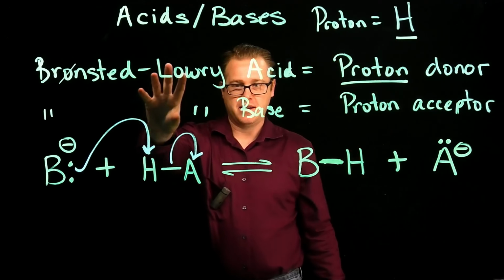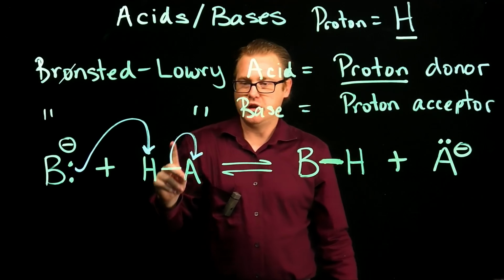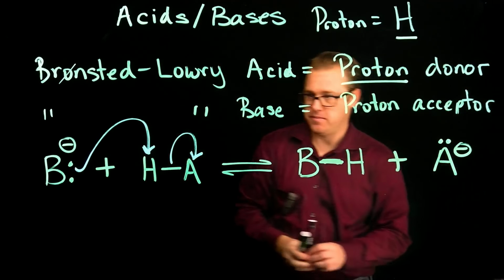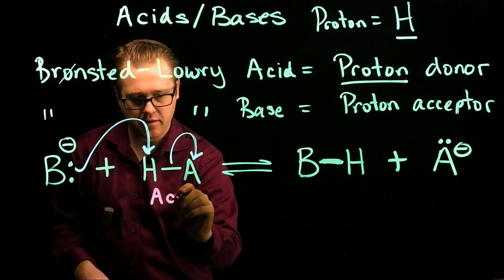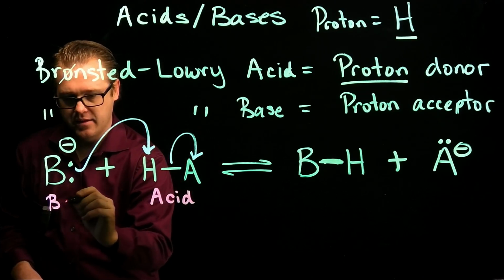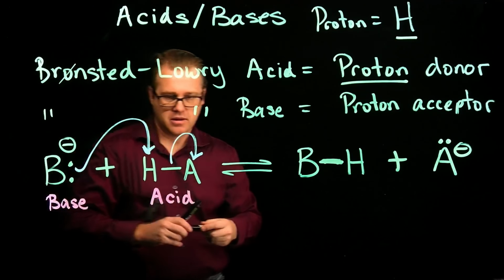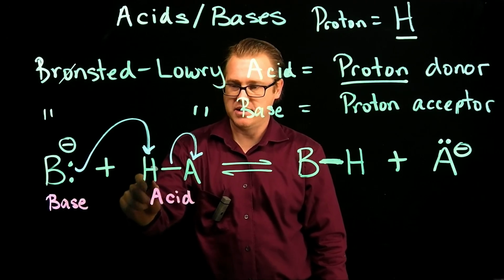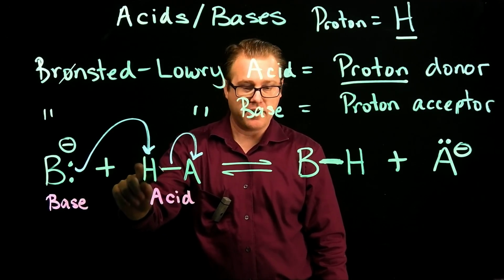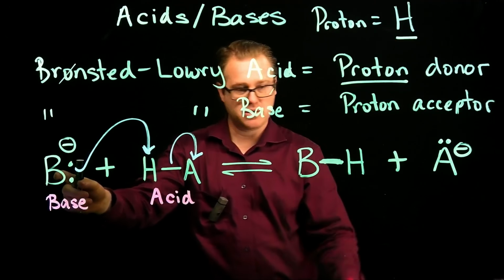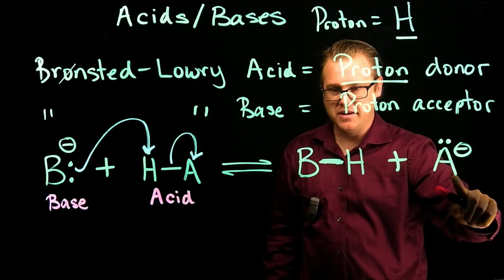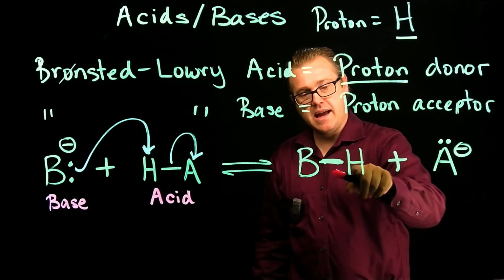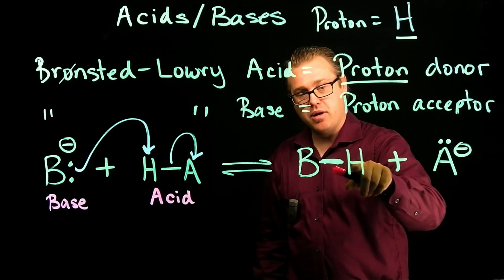Now let's go back to the definition here. Let's label those here. This is our acid, and this is our base. What is the acid doing? The acid is donating its hydrogen to the base. Because when we get to the right side of the equation, what do we have? This B has now accepted that proton.